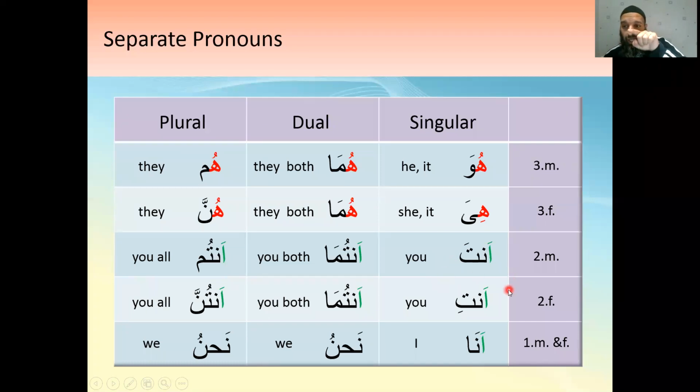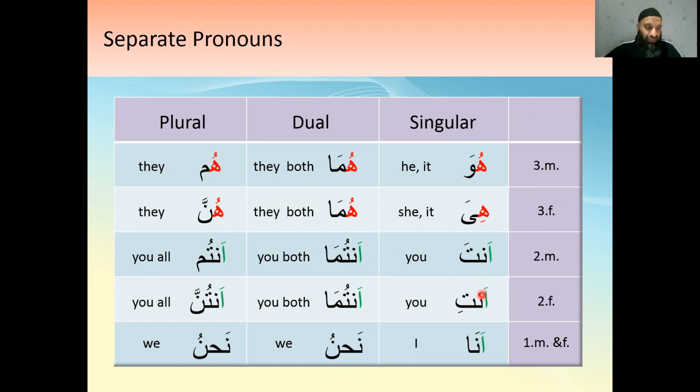So, you've got anta, you; antuma, you two; antum, you all. Now for a feminine, it's anti, antuma, antunna. A bit more complicated. The noon shadda appears in the feminine plural in both plurals, in the third person and second person. So anti, antuma, antunna. So from the start: anta, antuma, antum, anti, antuma, antunna.